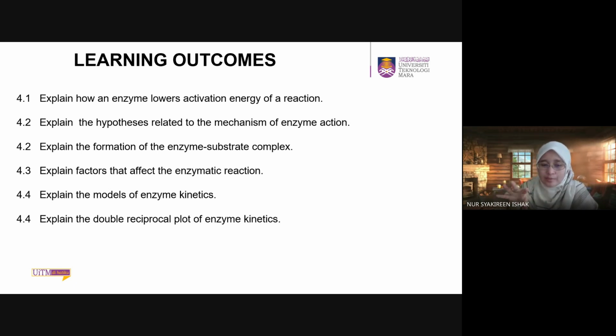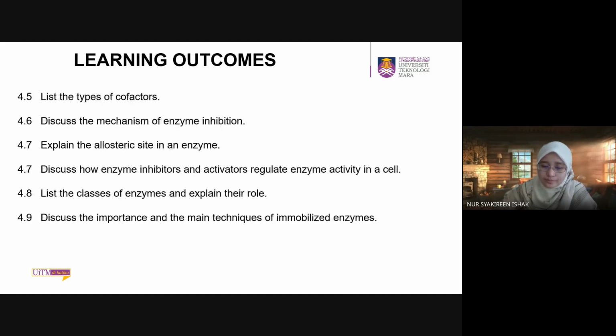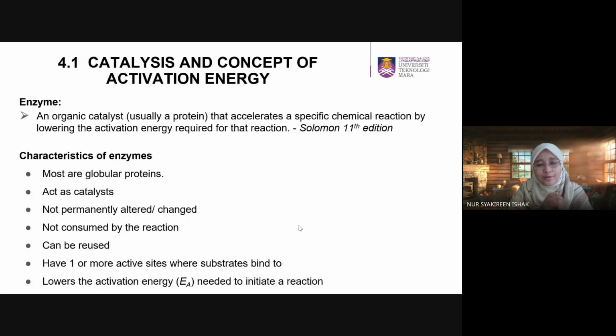For this one, there is a graph which you have to understand. And then the types of cofactors, discuss the mechanism of enzyme inhibition, explain the allosteric site in an enzyme. Discuss how enzyme inhibitors and activators regulate enzyme activity in a cell. So enzyme inhibitors or activators are molecules that bind to the allosteric site and cause the enzyme to change shape, either to the active or inactive form. And then list the classes of enzyme and explain their role, and discuss the importance and the main techniques of immobilized enzymes.